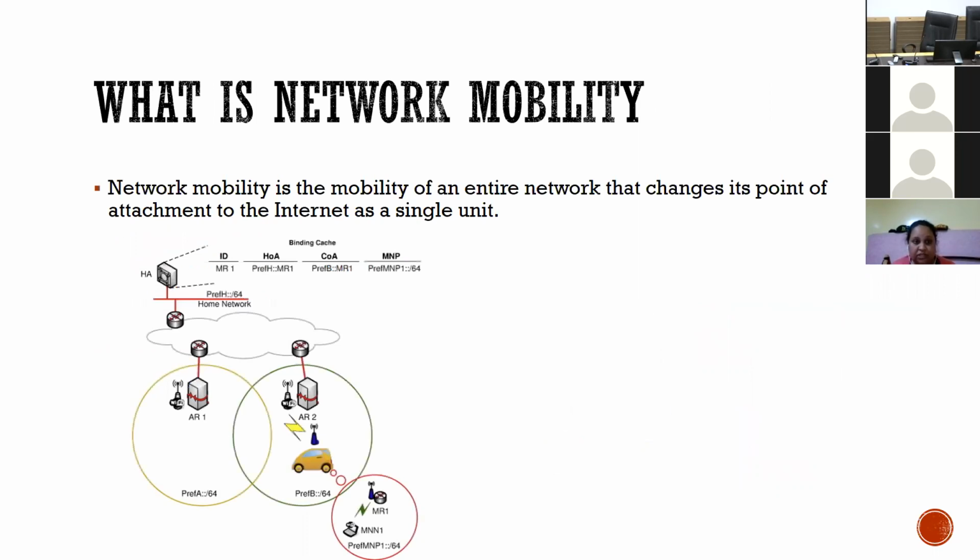Now, the question: what is network mobility? The definition that I got was that network mobility is the mobility of an entire network that changes its point of attachment to the internet as a single unit. Basically, as you move, you will be able to have the same level of connectivity. That's what I got from the term network mobility.